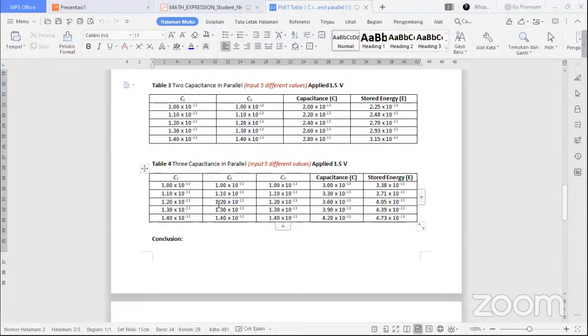And the last is 1.4 times 10 to the power minus 13. The capacitance is 4.2 times 10 to the power minus 13. And the stored energy is 4.73 times 10 to the power minus 13. So we got the conclusion.